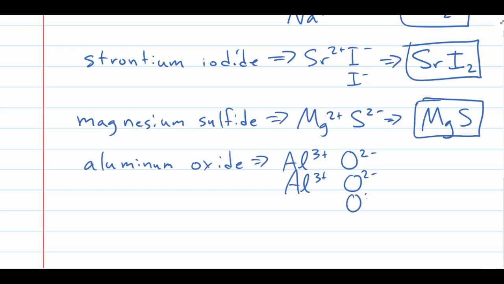So you think about it like this. We now have 6 positives balancing 6 negatives. So when we write the formula, we'd write it as Al2O3, where again the subscripts are a count of the number of atoms of each element. There's 2 aluminums balancing 3 oxygens here in that formula. So any questions that you have on these examples?